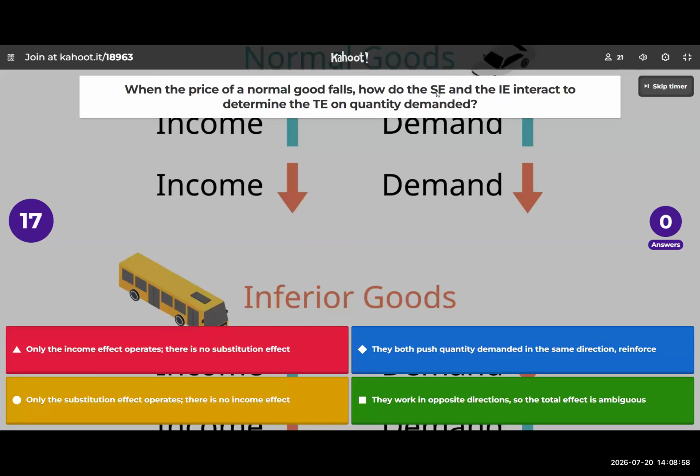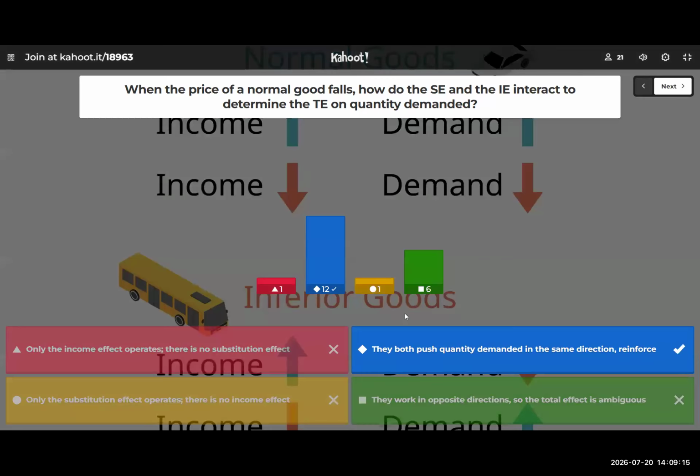How do the substitution effect and the income effect interact to determine the total effect on quantity demanded? Remember the graph? Right, for normal good, okay, both substitution effect and income effect push quantity demanded in the same direction.